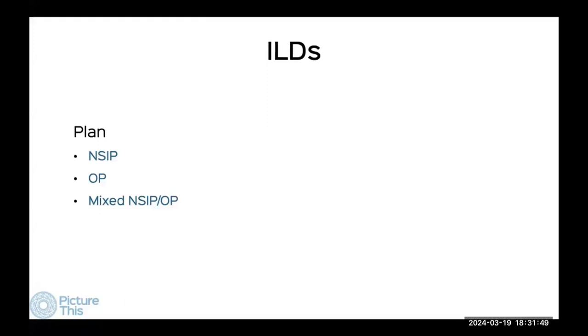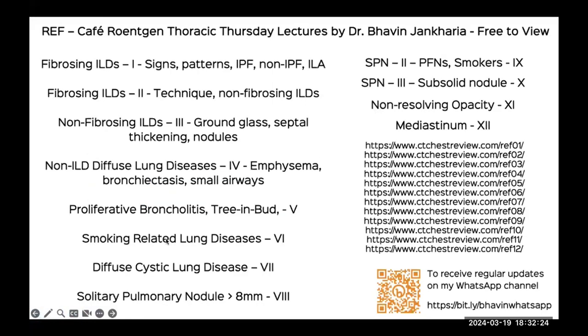So a short topic today, I finished in about 16 to 17 minutes. The plan was to talk about NSIP. We've described its various appearances and how to look for subpleural sparing and temporal and spatial homogeneity, and the typical questions we get asked: reversible, irreversible, fibrotic NSIP versus probable UIP. We've looked at OP patterns, all the different forms, and the mimics of OP. And then, can we clinically figure out what the etiology is? And lastly, we've looked at the mixed NSIP OP situation.